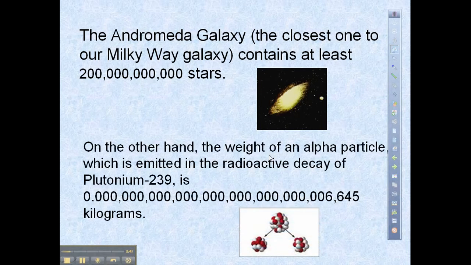On the other hand, the weight of an alpha particle, which is emitted in radioactive decay of plutonium-239, is, oh my gosh, look at all of them zeros. I don't even know what place we are out here. That's a small, small, small weight. If you try to put that in your calculator, it's going to have a problem. So we're going to have to convert these really large numbers and these really small numbers to scientific notation so that our calculators can handle it.